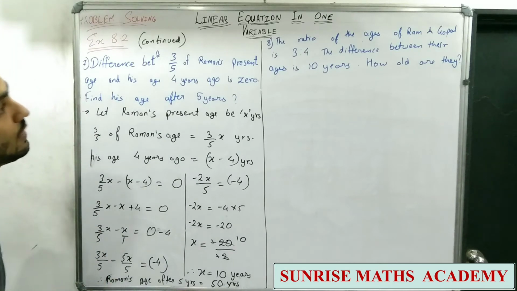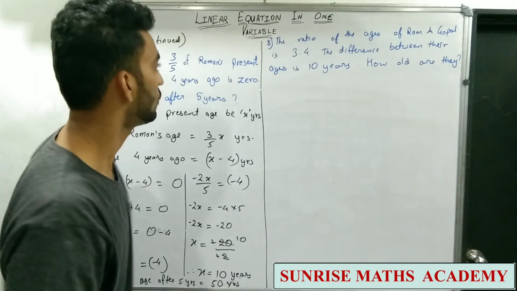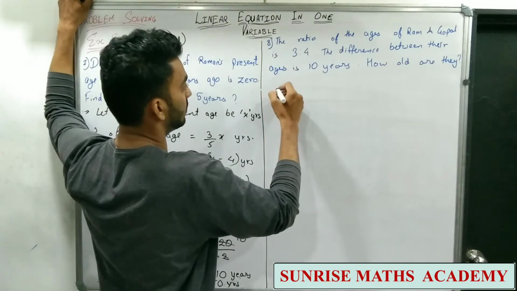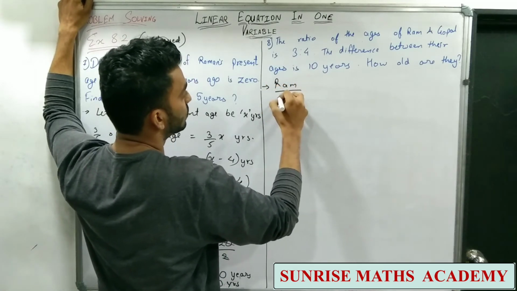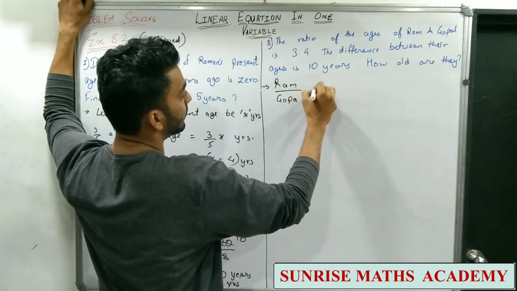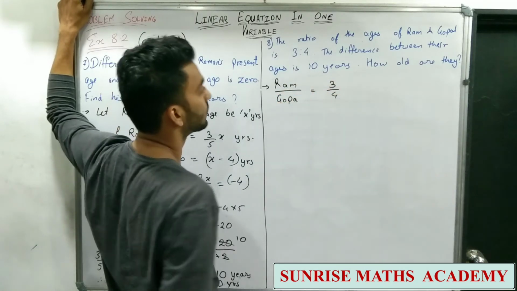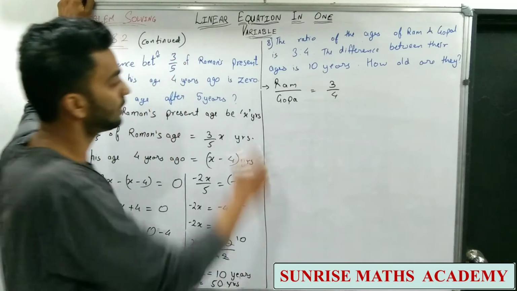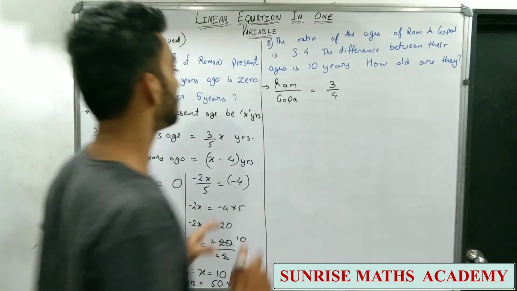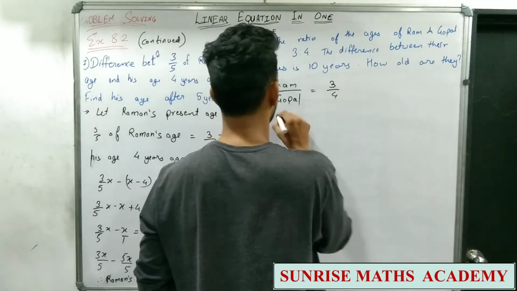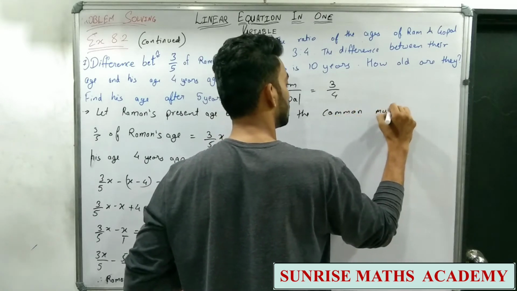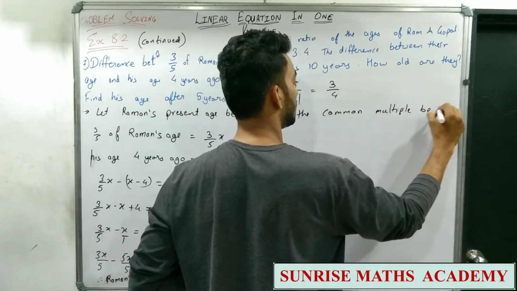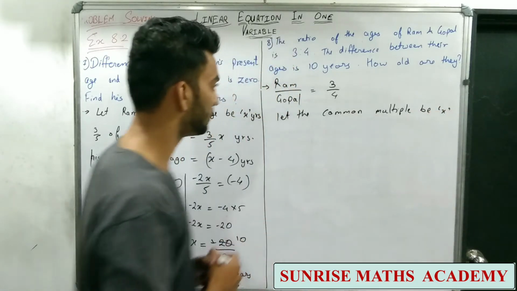Next question. The ratio of the ages of Ram and Gopal is 3:4. So Ram to Gopal ratio is 3:4, that is 3/4. The difference between their ages is 10 years. When the ratio is given, we take the common multiple as x. Let the common multiple be x, or any variable.